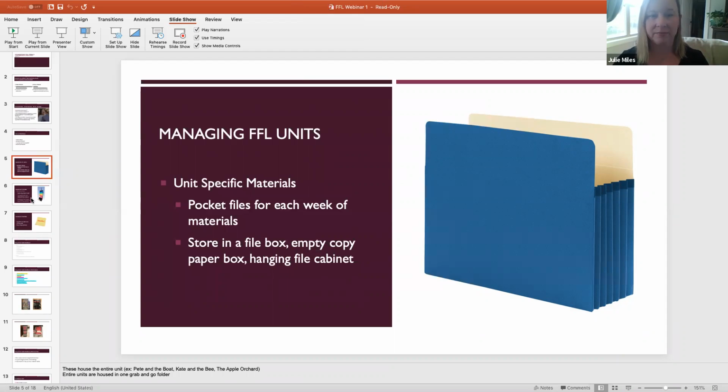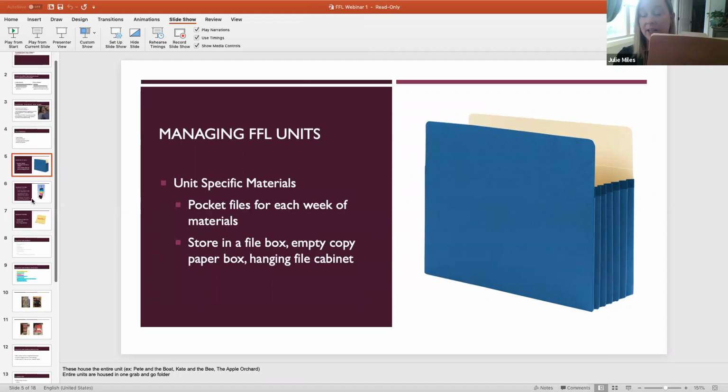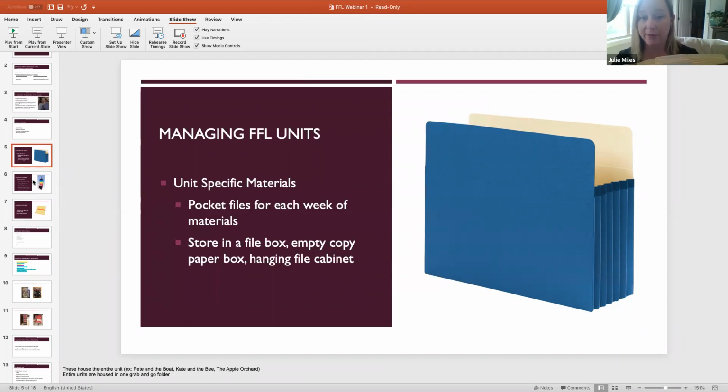Like I said, you could use a file box or an empty copy paper box or a hanging file cabinet even for these too. If you happen to have a 3-drawer file cabinet at school, these will fit in there. So that would work. And I think if I remember right, all of the materials should fit into 2 file cabinets. Next slide.